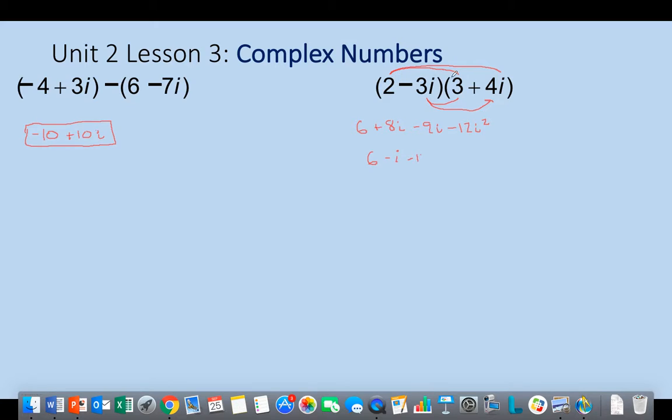And so we know that i squared is the same thing as -1, so we've got minus 12 times -1. All right, so at this point, I can do a little bit more simplifying. So 6 minus i, -12 times -1 is going to be positive 12, so plus 12 here. And I wind up with 18 minus i. And that's it.